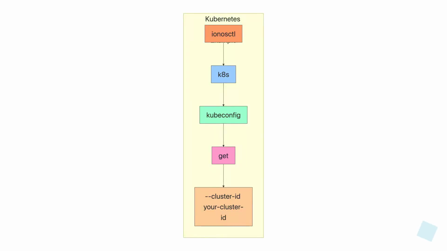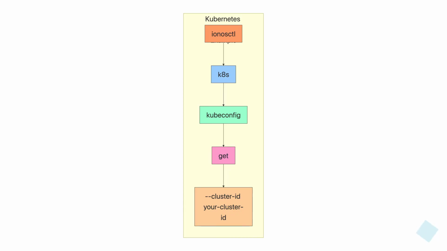Sure thing. For that, you'd use ionosctl k8s kubeconfig get --cluster-id your-cluster-id. Breaking that down, ionosctl is your base command, k8s is the service category, kubeconfig is the resource you're working with, and get is the action. The cluster-id flag specifies which cluster you want. What I've noticed in production environments is that this pattern feels really natural after a day or two. And unlike some other cloud CLIs I've used, the error messages are actually helpful when you get something wrong.